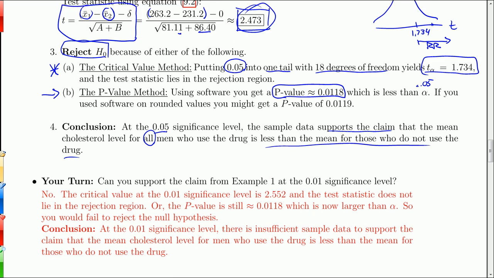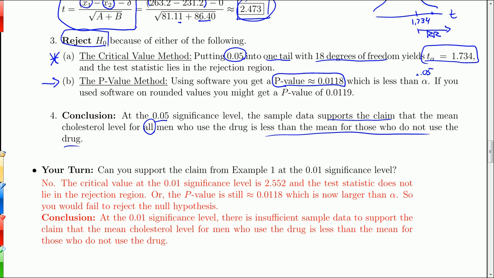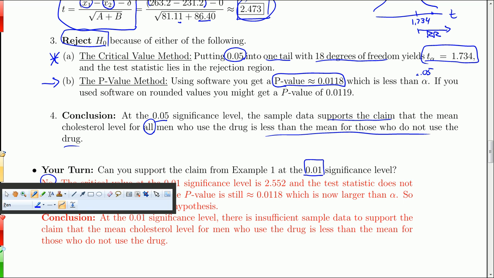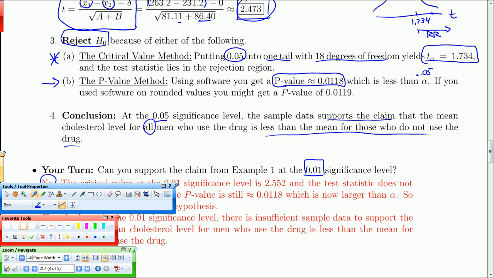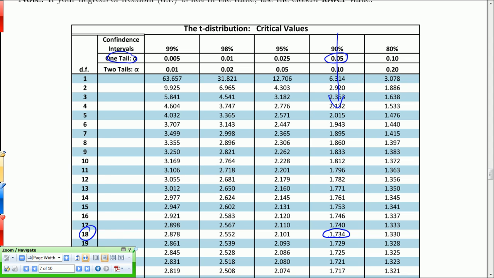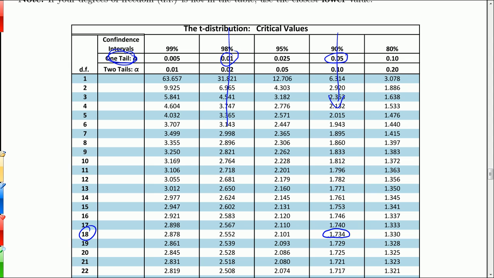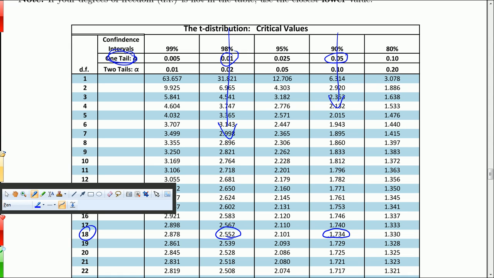So the your turn problem is just a simple variation. If I had changed my significance level from 0.05 to 0.01, would I still be able to support the claim? The short answer is no, but here's why. If you look at the critical value at the 0.01 significance level, we'll go to our table here. One tail, 0.01, I'm now in this column, 18 degrees of freedom. My critical value is now 2.552.